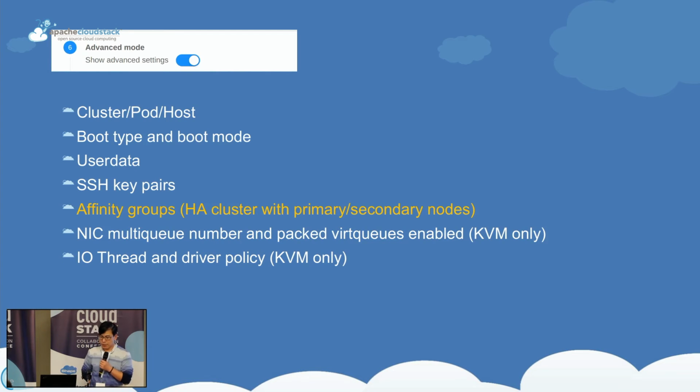In the advanced mode, we can choose the cluster, the pod, and the host, which are available for root admin. And we can also use user data. If the VNF image supports Cloud-Init, then we can configure the VNF image automatically. And also an affinity group, so we can deploy multiple pfSense instances to get a cluster with high availability.